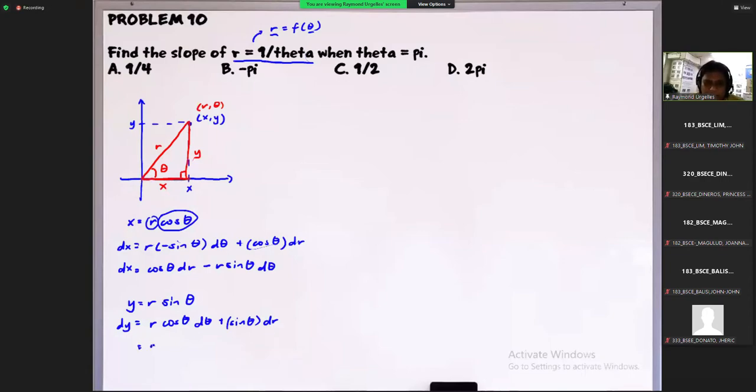So we can write this as sine theta dr plus r cosine theta d theta. Again, ito yung dy natin. So therefore, solving for dy over dx.